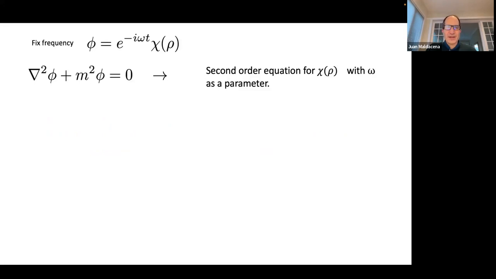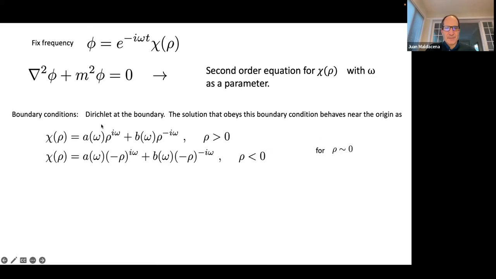So you write down the wave equation. This is just a calculation. You get a second order equation for the function of rho. You can also do Kaluza-Klein expansion in any other extra dimensions that you have. When you solve this equation near the horizon, you have two pieces, one going like rho to the i omega, one going like rho to the minus i omega, with some coefficients A and B. And that's what you get for rho bigger than 0. For rho less than 0, you get exactly the same expression if you substitute rho to minus rho.